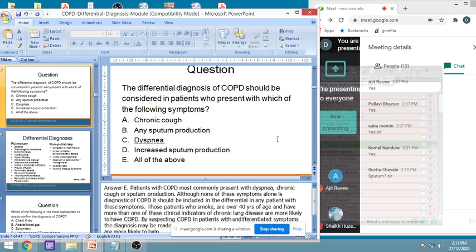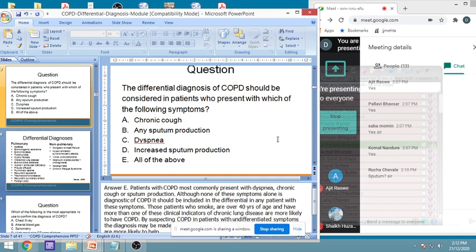Then what various differential diagnoses should be considered for a patient who presents with the following symptoms: chronic cough, sputum production, dyspnea, increased sputum production, and all of the above. So for COPD you need all of the above, A, B, C, D, all four should be there, and then you can think about differential diagnosis, whether it is COPD, bronchitis, or asthma, so you can have a very clear picture.